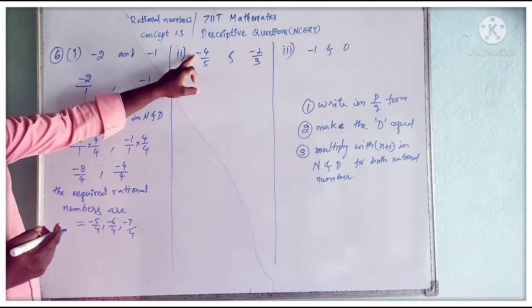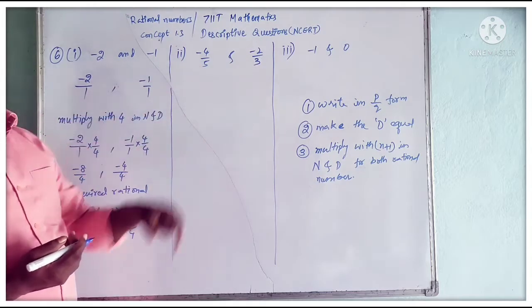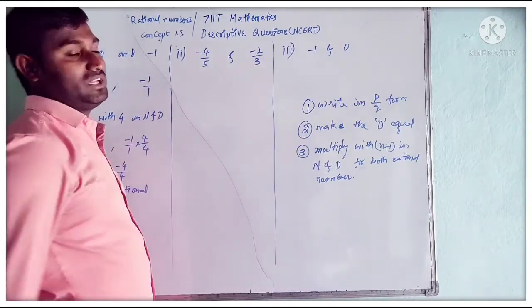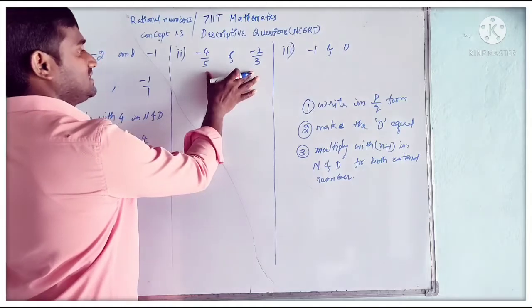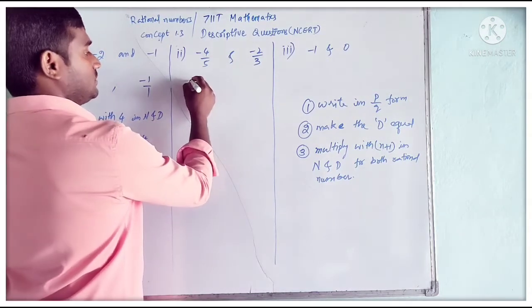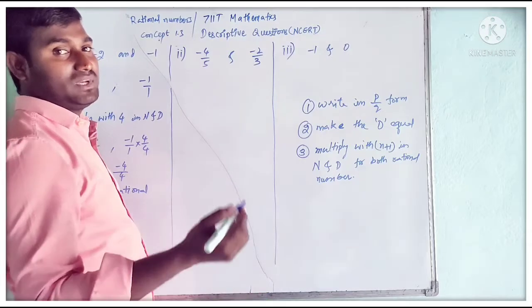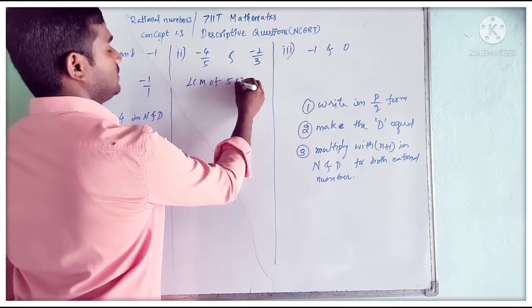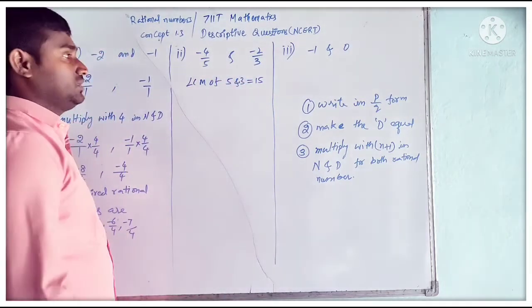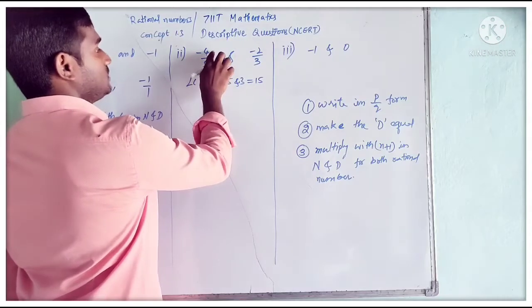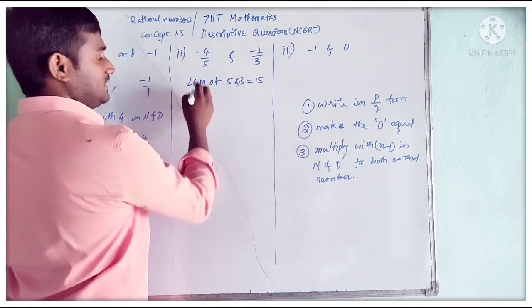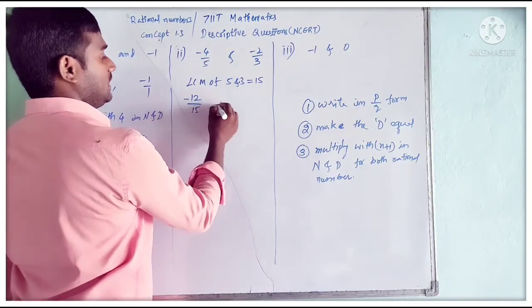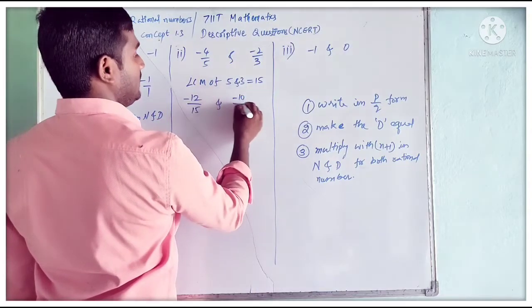Coming to the second question, we have minus 4 by 5 and minus 2 by 3. The first step, write in the p by q form: these are already in the p by q form. Make the denominators equal. Are the denominators equal? No. So how are we going to make the denominators equal? By finding the LCM. LCM of 5 and 3 equals 15. So that becomes, I am directly writing, 4 into 3, minus 12 by 15, and into 5, minus 10 by 15.